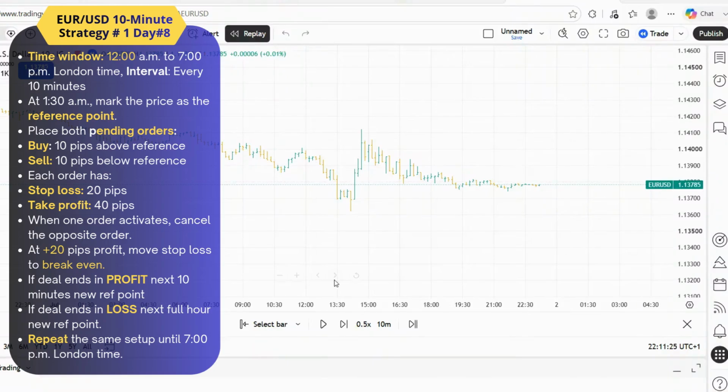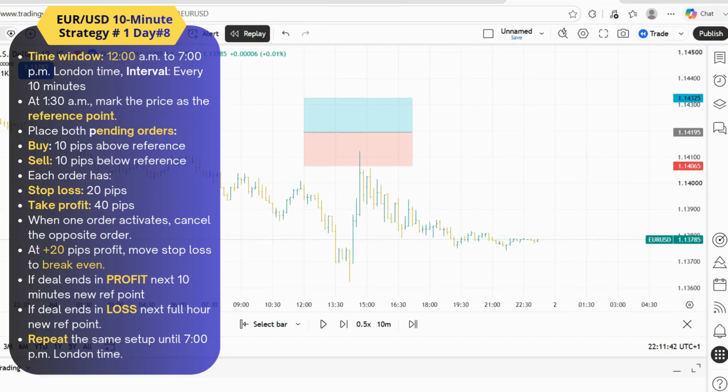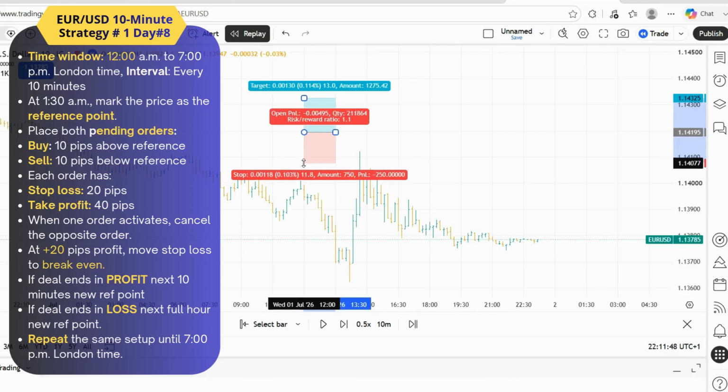Welcome back to our EUR USD Day Trading Challenge. Today, we are testing strategy number 1 during the London trading window, running from 12 a.m. until 7 p.m. London time. The objective is not to predict the market or chase price. Instead, we will mark a reference point, place 2 pending orders, allow the market to choose the direction, and manage every position according to a clearly defined set of rules.